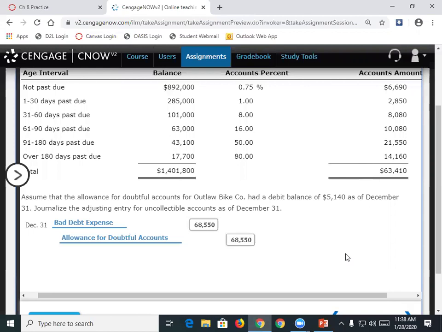So for percent of sales, you just take the percentage of credit sales that they give you. That's your adjusting entry amount. Again, if you're doing an analysis of accounts receivable, you have to look at the allowance for doubtful accounts balance. Any questions on uncollectible accounts, bad debt expense, any of that? Okay, sweet.